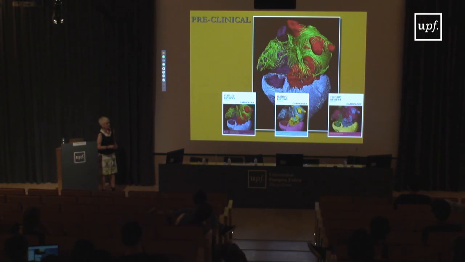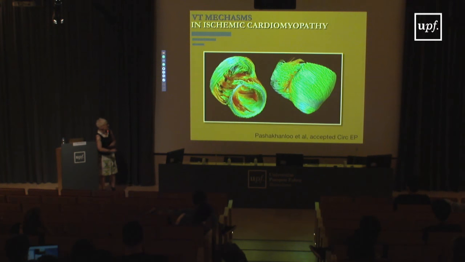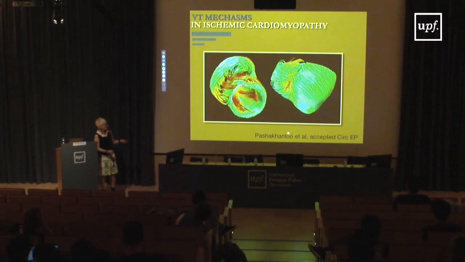But we also used that for really very interesting studies. This is a paper that just got published in Circulation: Arrhythmia and Electrophysiology. You can see here a human heart, the very high resolution of the scans that we were able to obtain. Basically, you had to scan it all weekend. And you can see here the papillary muscles and all the fiber orientation.